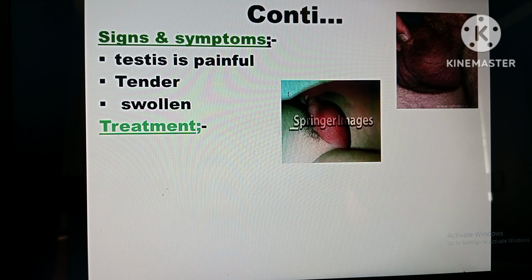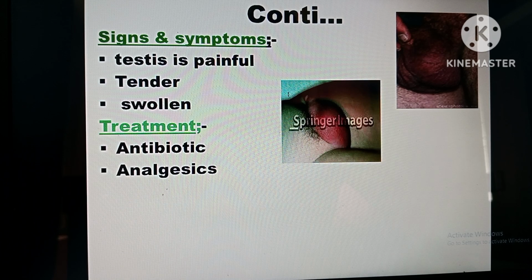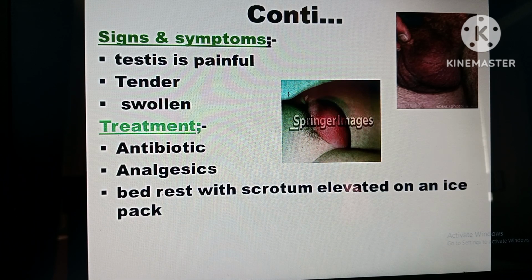So what is the management? Since it is an infection, there will be inflammation. It is treated with antibiotics, and to reduce pain, analgesics. It requires bed rest with the scrotum elevated on an ice pack. The ice pack will reduce the swelling as well as the pain. So hope you understood. This may be asked for 1 mark or 2 marks.